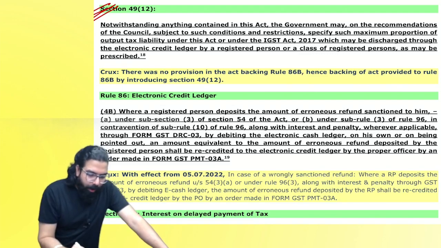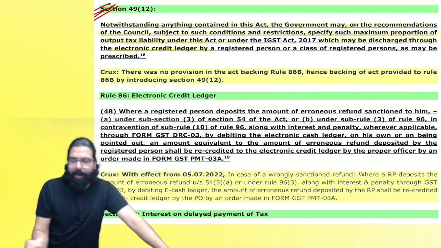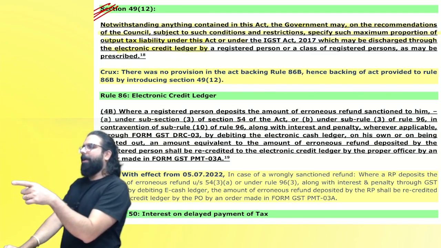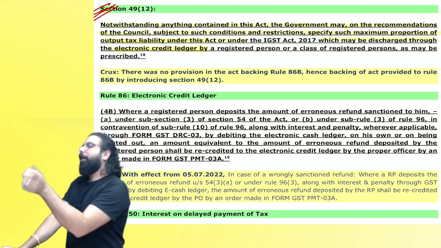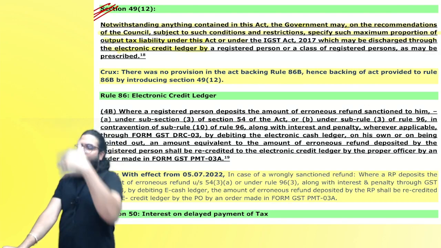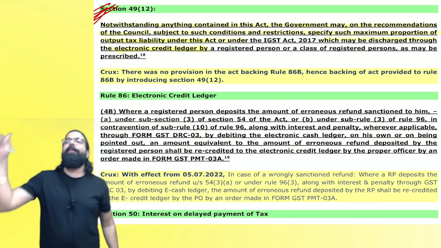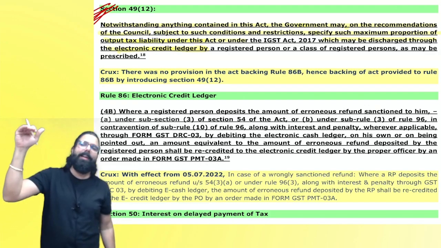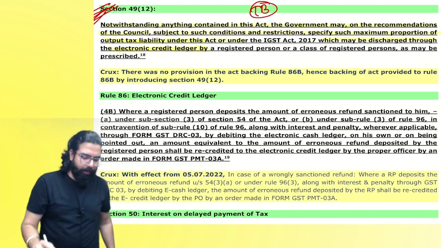See, notwithstanding anything contained, the government may, on the recommendation of the Council, subject to such conditions and restrictions, specify the maximum proportion of output tax liability which may be discharged through the e-credit ledger. Can you tell me how much can be discharged through the e-credit ledger maximum? 99%. Where is it told? In the rule. The rule came long back. In the Act, they have written it now. Can I go ahead, everyone? And a rule can be made only if it is told in the Act, and hence they amended the Act. What kind of amendment, everyone? Total nonsense.